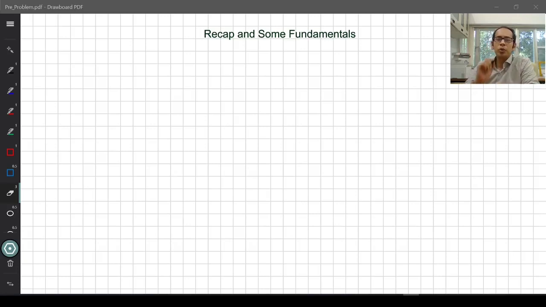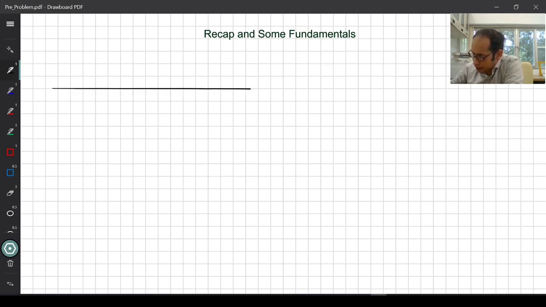Now we are going to do a quick recap of how to find the shear force and the bending moment at any given section of a beam, and then we are going to look at some fundamentals. So if we take a beam, for example, let me draw a beam here for you. Let's say we are looking at a simply supported example of a beam.